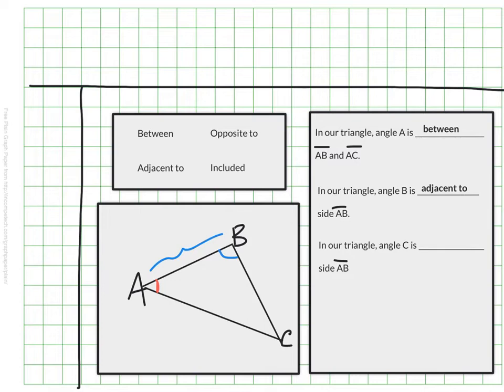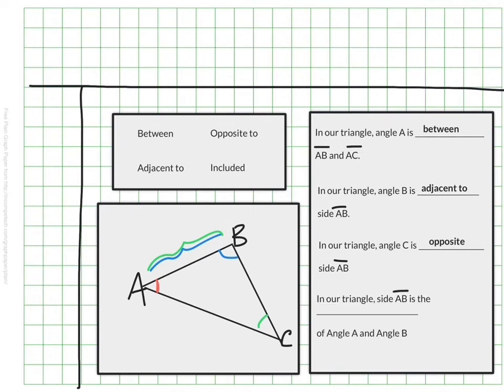Now I'm going to take a look at angle C, which is here, and I'm still going to talk about this line segment AB, but this time C is not touching, so it's not adjacent to AB. Instead, I would say that it is opposite. And that makes a lot of sense to me because it's kind of across from it. It doesn't touch it on any side or in any way. It's kind of on the other end, so we'd call that opposite.